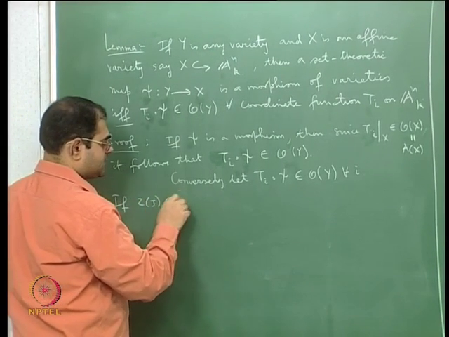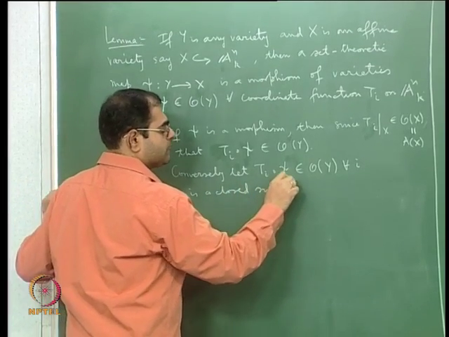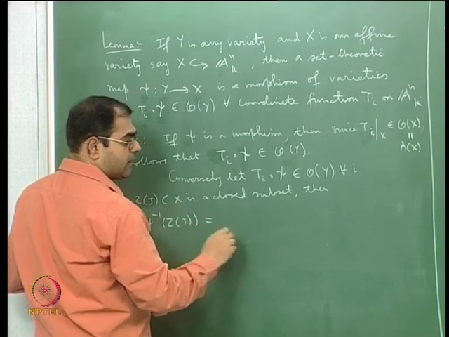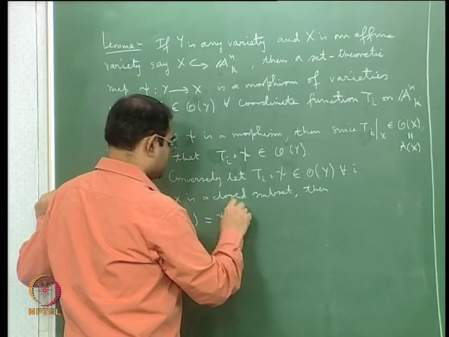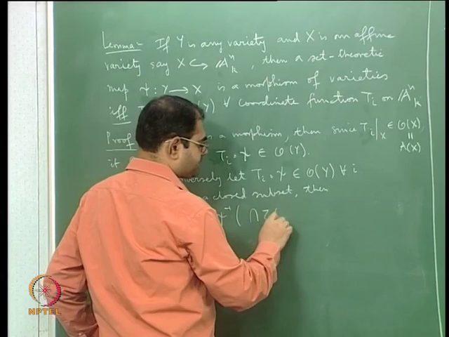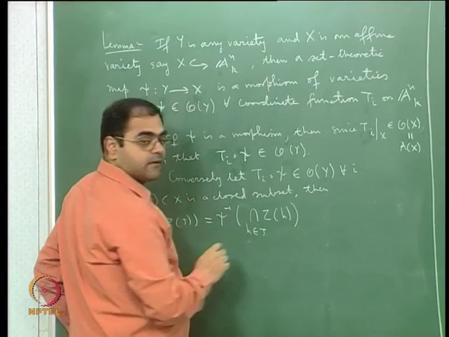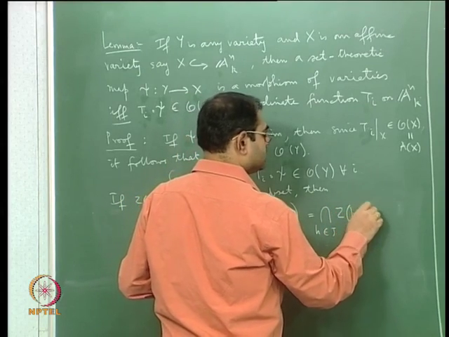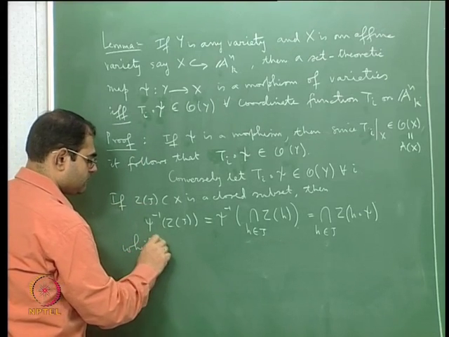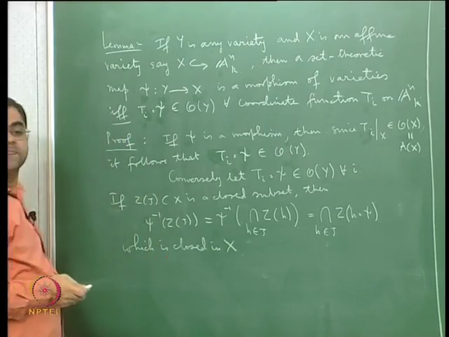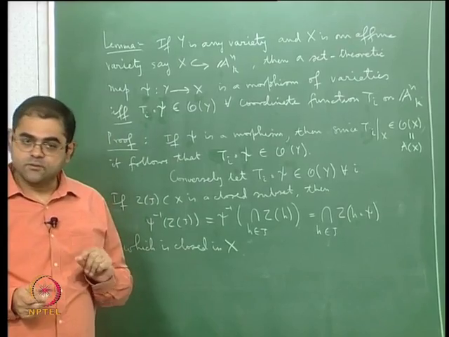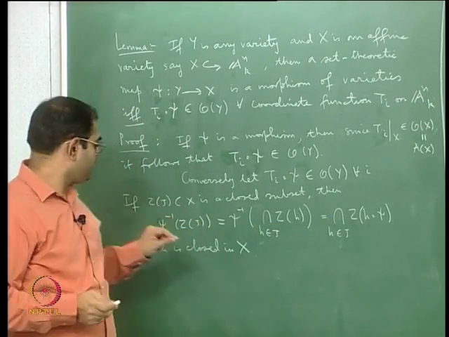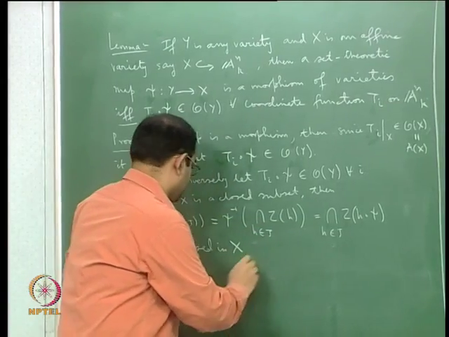If Z(J) in X is a closed subset, then psi inverse of Z(J) is, I'm just reproducing what I've written there, the intersection of Z(H circle psi) over H belonging to J, which is closed. The zero set of a single regular function is a closed subset, and an arbitrary intersection of closed sets is again a closed subset. Therefore, this is a closed set. So what I have proved is that the inverse image under psi of a closed set is a closed set. So this implies that psi is continuous.